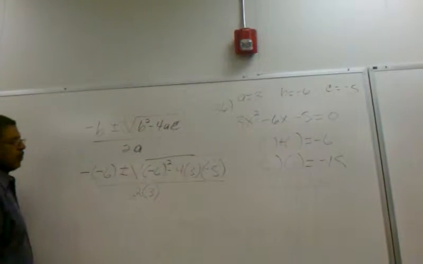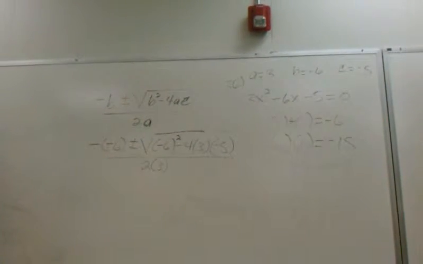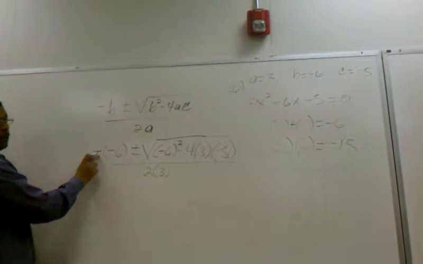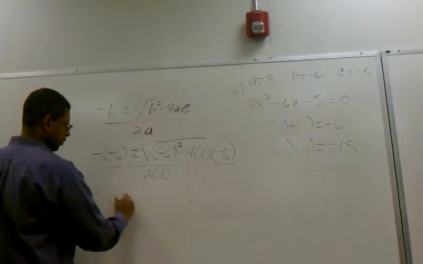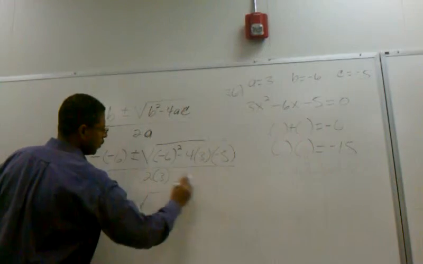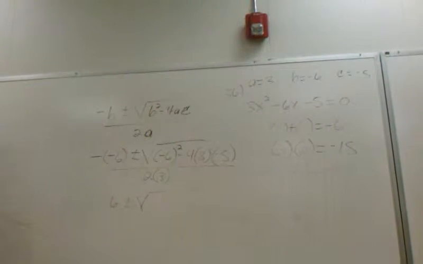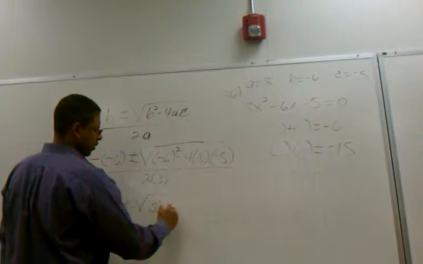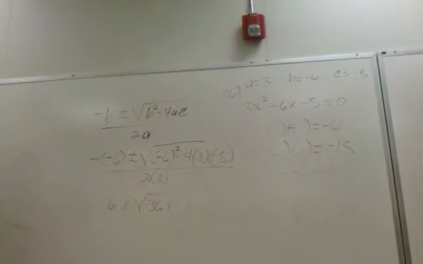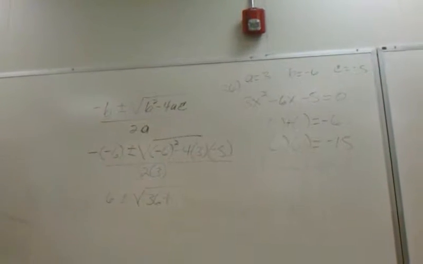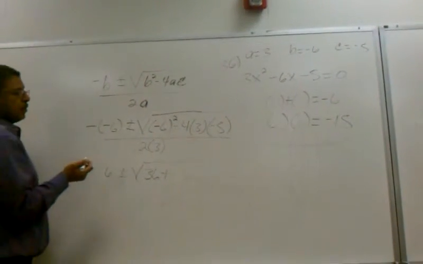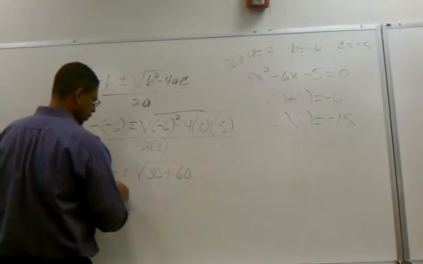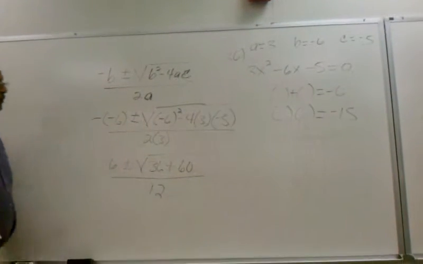So any questions on how to use the quadratic formula? How to plug the numbers in? When you say divided by 2a, that's going to be 2 times 3, right? Which is 6, yeah. Okay, so in this case, a negative times a negative becomes a positive. So this is going to become 6 plus or minus the square root of negative 6 to the second power. It becomes 36, right? And then a negative times a negative is positive, and 4 times 3 is 12, and 12 times 5 would be 60, right? Everybody agree? That becomes 60. We're going to take the whole thing and divide it by 12. Okay, any questions?